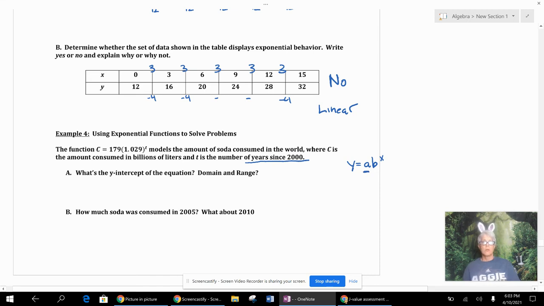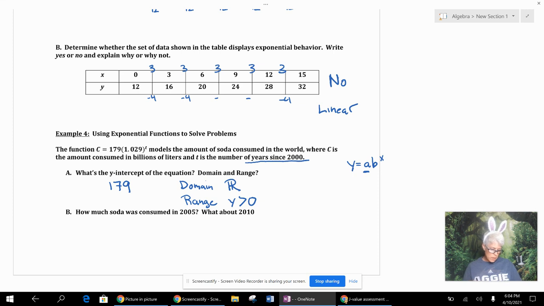This is the y-intercept. What we've been doing when we graphed it, y was always 1. So here, it is 179. So what is the y-intercept? 179. What does that tell us? What do you think the domain is going to be? All real numbers. And the range, what do you think the range is going to be? Same thing, y is greater than 0. So 179 is the starting point.